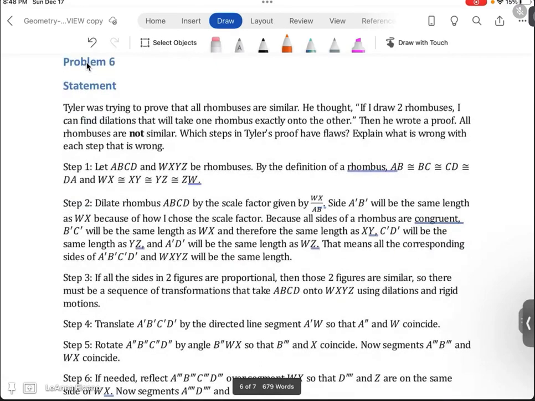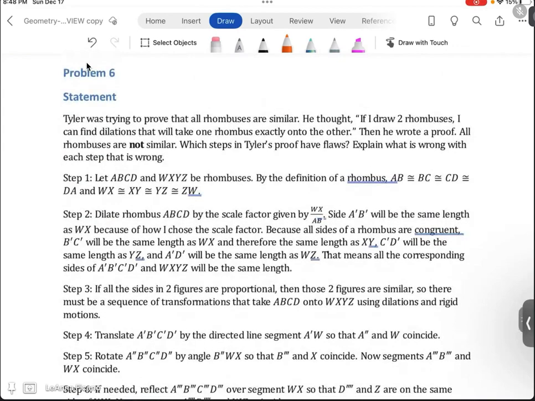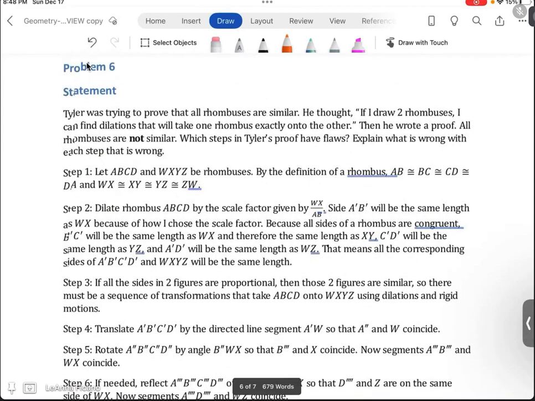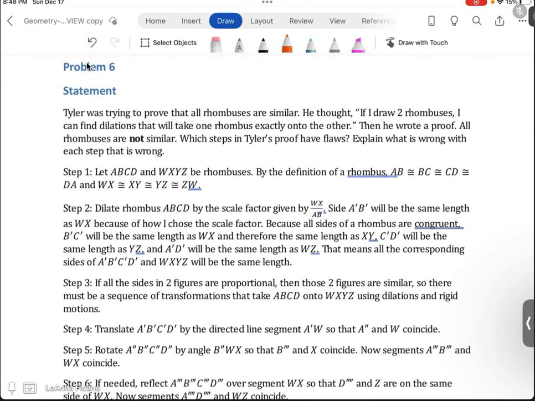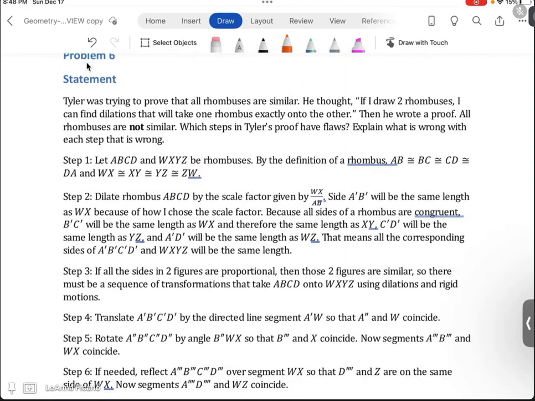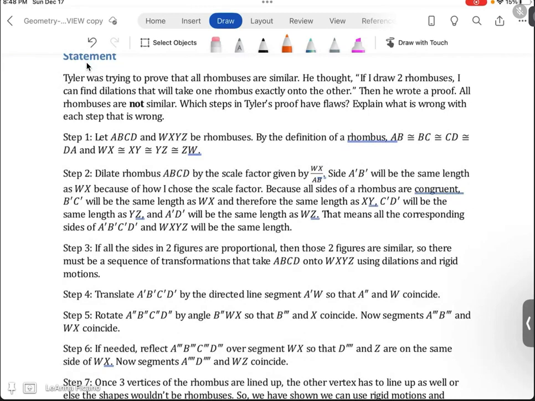Problem 6. This is probably the hardest problem. And I left this the same as the one you have on your exam because this problem is really, I want to say, meaty and tough to digest. So Tyler was trying to prove that all rhombuses are similar. He thought if he drew two rhombuses, I can find dilations that will take one rhombus exactly onto the other. Then he wrote a proof. All rhombuses are not similar. Which steps in Tyler's proof have flaws?